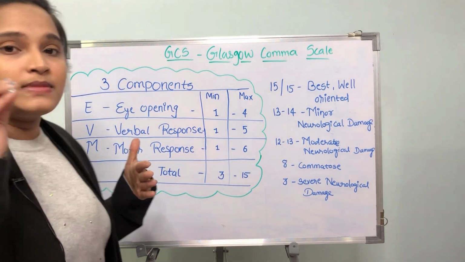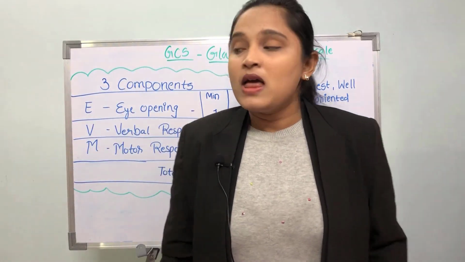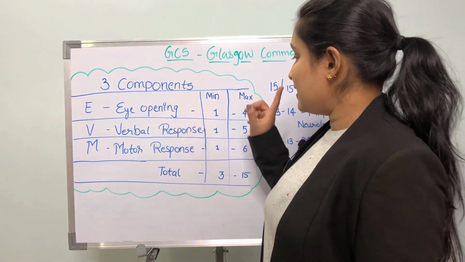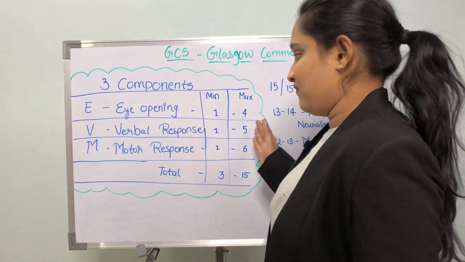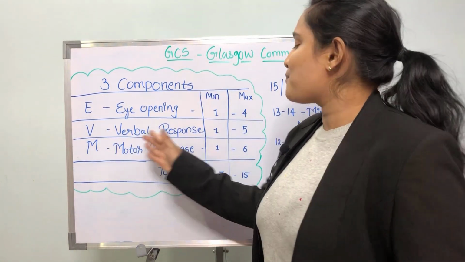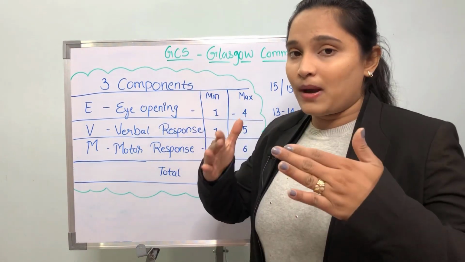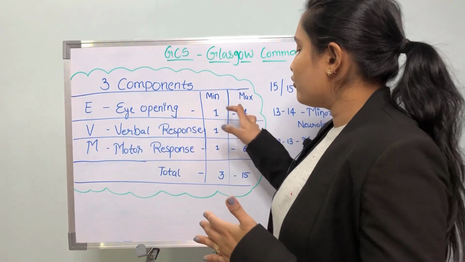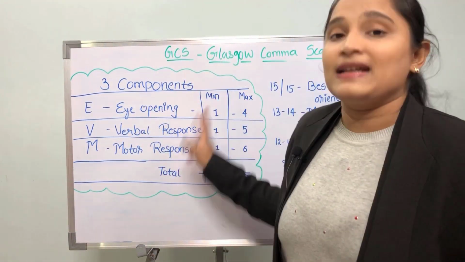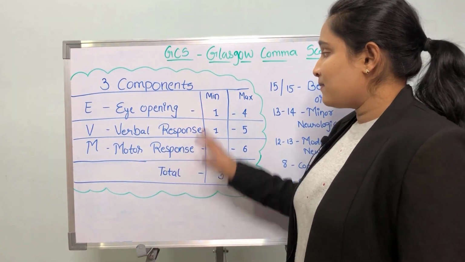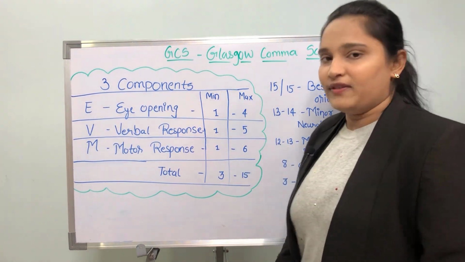Each component has some scoring. The minimum score for each component is 1. The maximum score for eye opening is 4, the maximum score for the verbal response is 5, and the maximum score for motor response is 6. So you can remember like EVM and 4, 5, 6. So E4, V5 and M6. So the total minimum score is 3 and the total maximum score is 15.